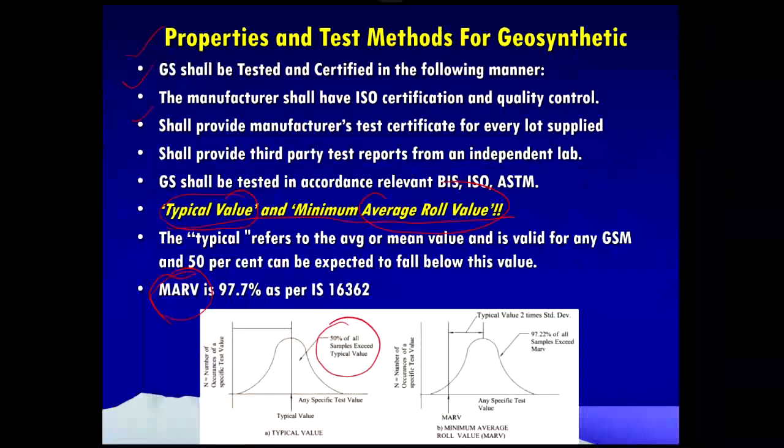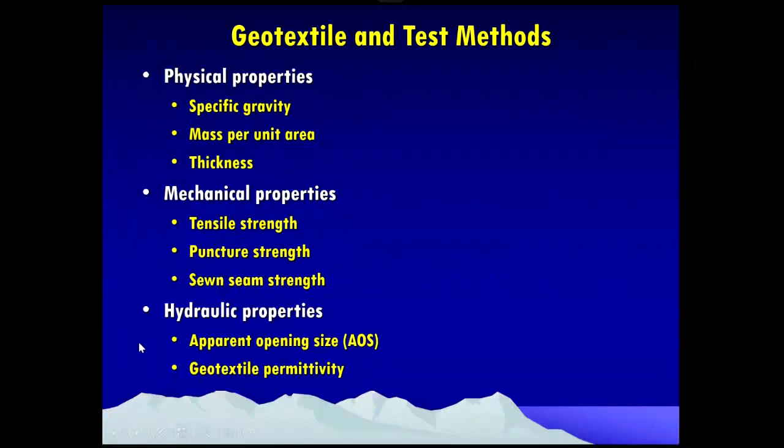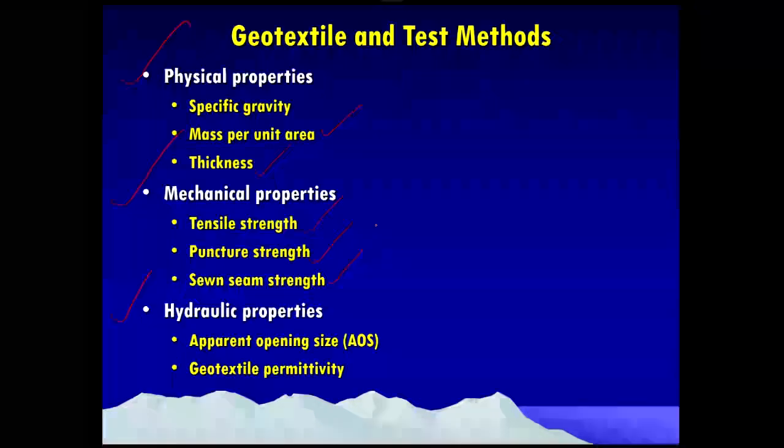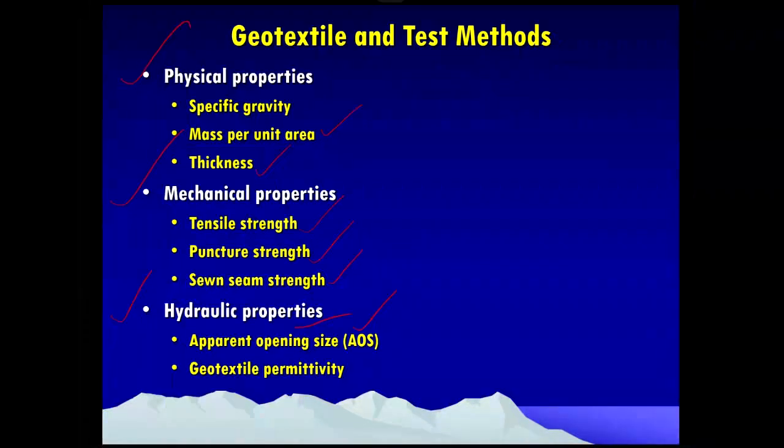But usually, whenever the geosynthetic is provided, the manufacturer provides all the information on the physical properties, mechanical properties, as well as hydraulic properties. The physical properties include specific gravity, mass per unit area, thickness, tensile strength, puncture strength, and so on. And as I was also saying, hydraulic properties include aperture opening size and geotextile permittivity.